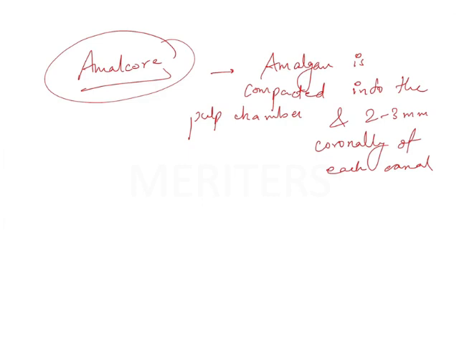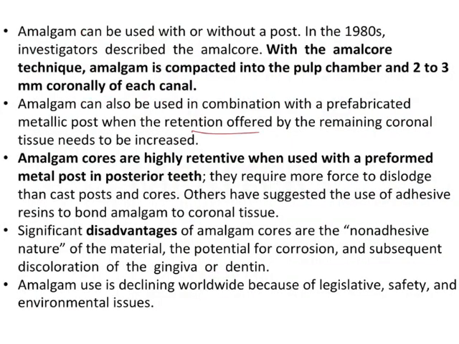And it can be used in combination with prefabricated metallic cores when the retention offered by remaining coronal tissues needs to be increased. Okay, we can use amalgam compacted only in the pulp chamber and into the canal coronally 2 to 3 mm. But if more retention is needed, then we can also use a metallic post in combination with amalgam, and they are highly retentive. When used with preformed metal posts in posterior teeth, they will require more force to dislodge than cast posts and cores.